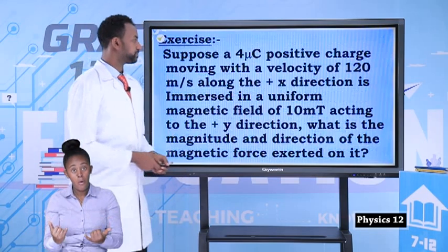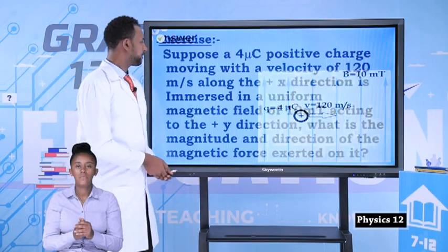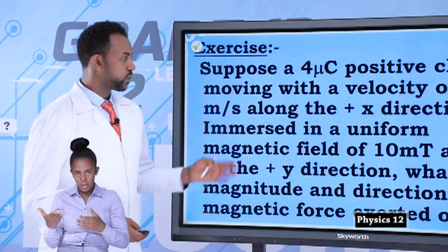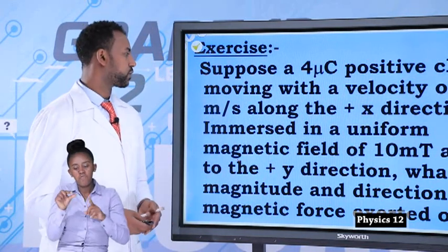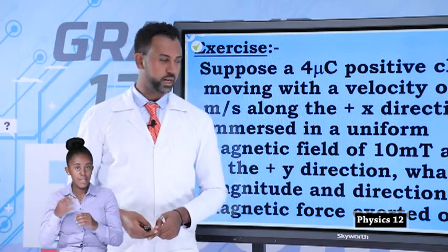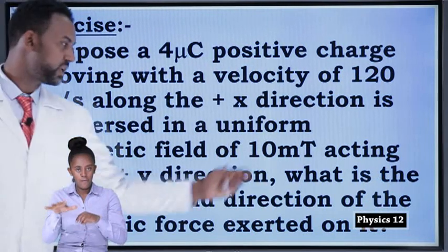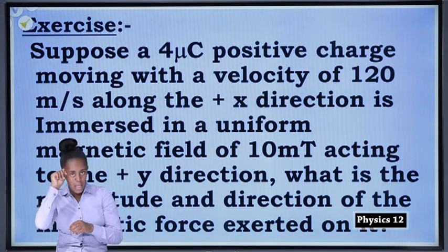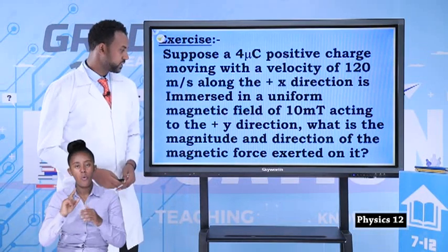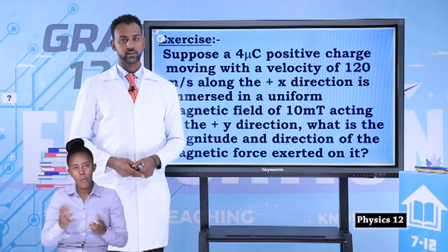Now let's proceed. Suppose here we have a charged particle of 4 microcoulomb, a positive charge particle, moving with a velocity of 120 meters per second along the positive x direction. It is immersed in a uniform magnetic field of 10 millitesla, and the magnetic field is acting in the positive y direction. What is the magnitude and direction of the magnetic force? Students, I want you to try that, please.